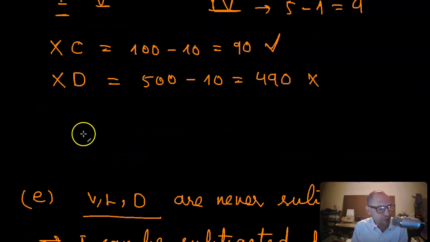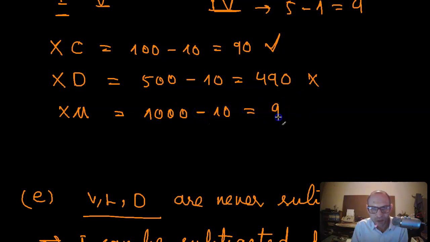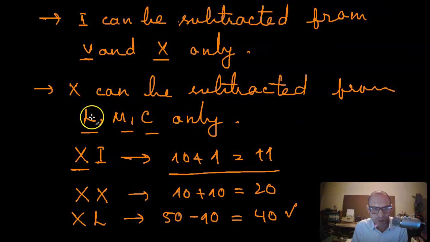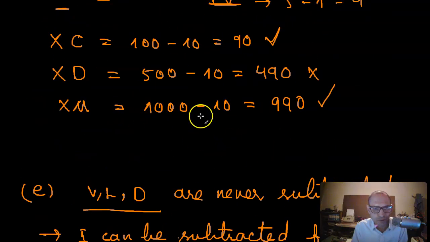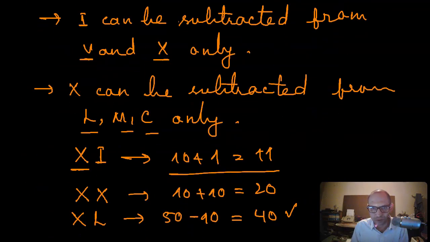And let's say that, for example, you have an M, you put an X over here, the M is 1,000 minus a 10, which is 990. That is possible, because the rule says that X can be subtracted from an M, which is 1,000. 1,000 minus 10 is equal to 990. So these are the rules that you need to take into consideration, okay?